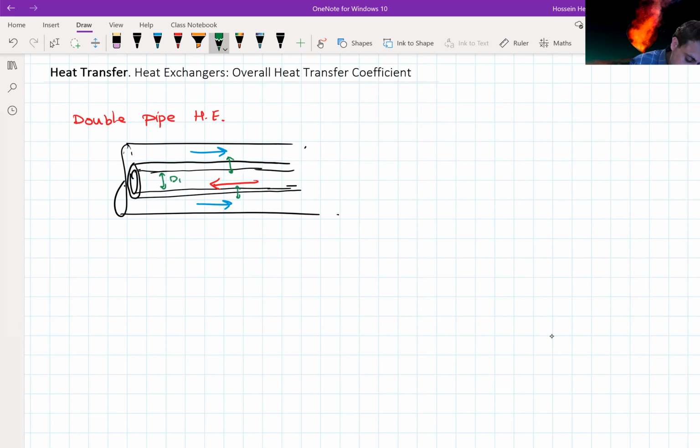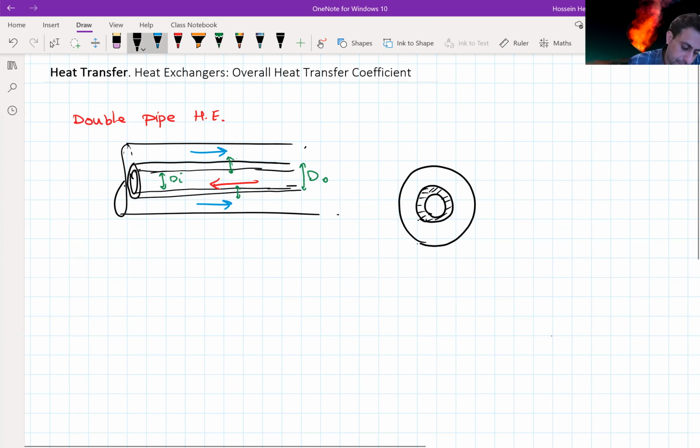And assuming this is Di and this is Do, what we have here is a convection in the outer side of the pipe with the cold stream, convection in the inner side with the hot stream, and then we have conduction through this wall. So if I look at the cross section of this system, this is the bigger tube or the shell that we have, and internally we have this internal pipe that has a hot flow in it, and there is a cold flow just flowing inside the system.